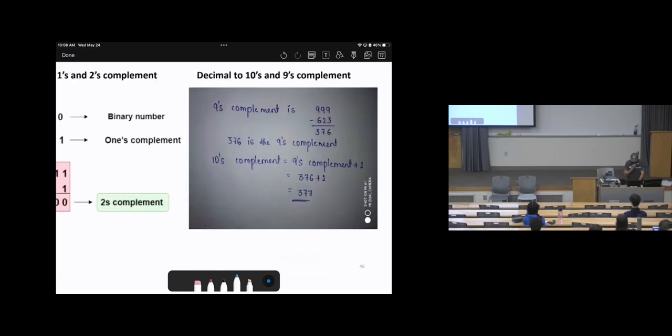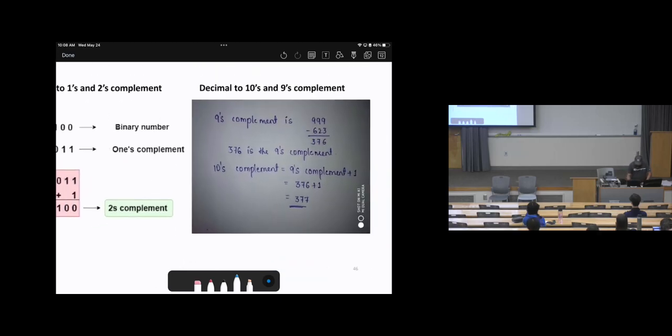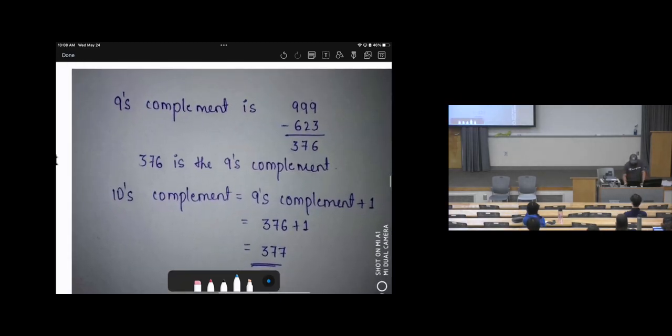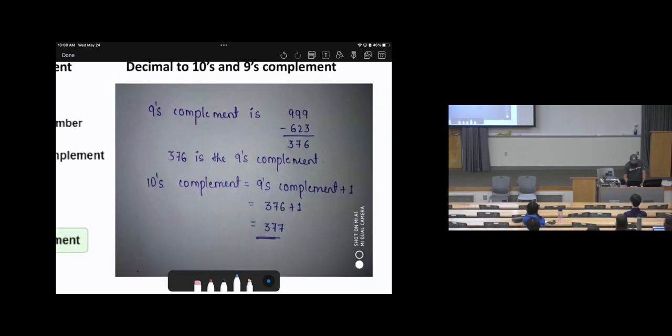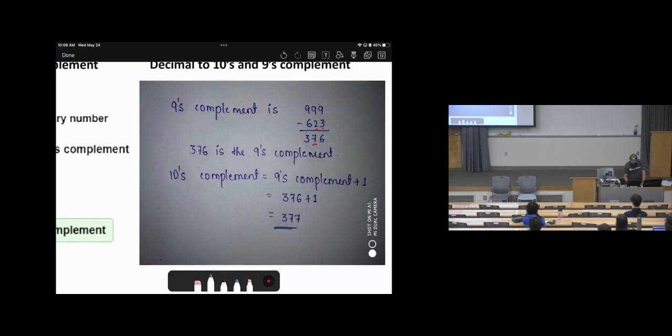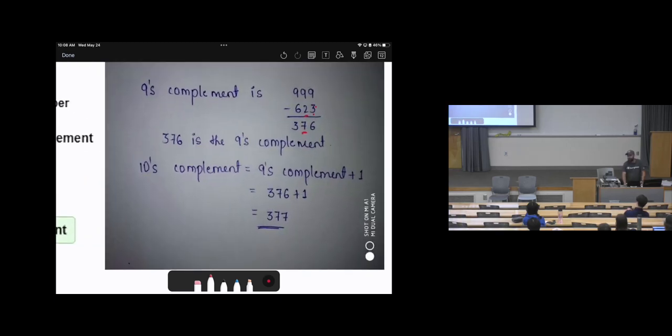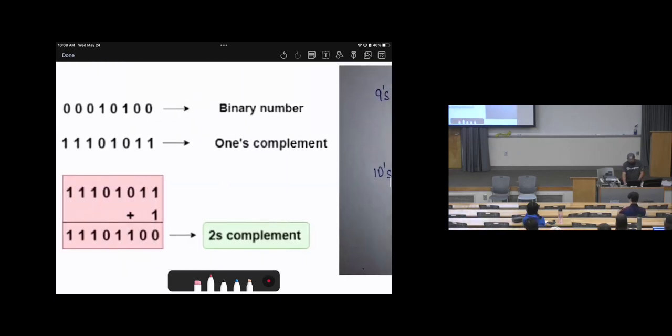Let's look at this example. We have 623. We need to find the complements. How to find the 9's complement? Subtract each digit from 9. 9 minus 3, 6. 9 minus 2, 7. 9 minus 6, 3. Then this is 376. This is the 9's complement. In order to find the 10's complement, add 1. It will be 377. And that's it. Clear?